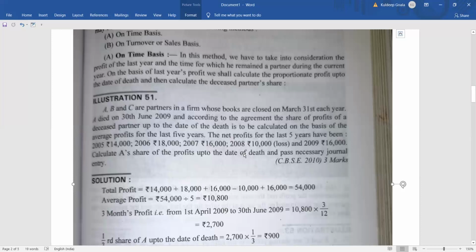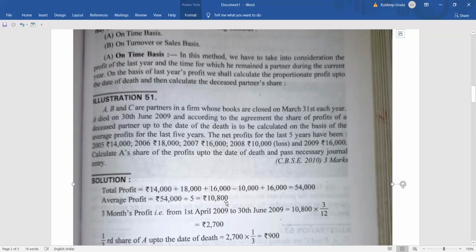So what you will do is that first of all find out the average profit. What are the average profits here? 14,000 plus 18,000 plus 16,000 minus 10,000 because it's a loss, right? Plus 16,000. So ultimately that total profit comes to 54,000, and the average will be divided by 5 because the number of years were 5. So it is coming to 10,800. The average profit of last 5 years was 10,800 rupees. Okay. So on the basis of this you are going to give.